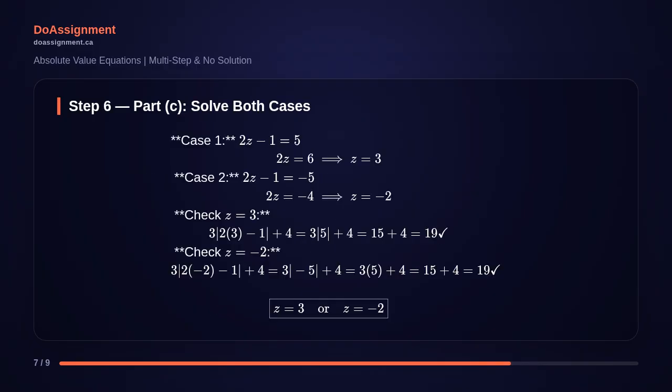Case 1, 2z minus 1 equals 5, so 2z equals 6 and z equals 3. Case 2, 2z minus 1 equals negative 5, so 2z equals negative 4 and z equals negative 2. Checking z equals 3, 3 times the absolute value of 5 plus 4 equals 19. Correct. Checking z equals negative 2, the absolute value of negative 5 is 5, and 3 times 5 plus 4 equals 19. Correct. Both solutions are valid.